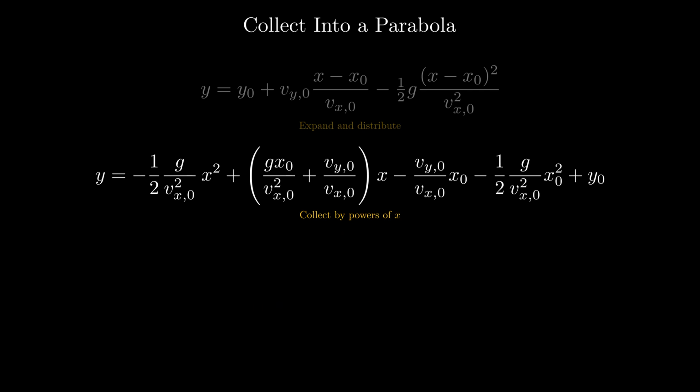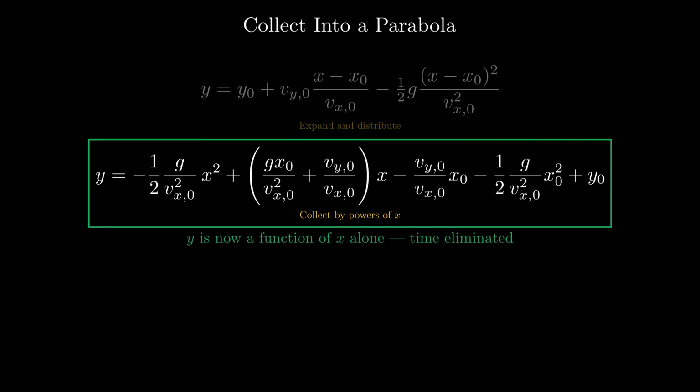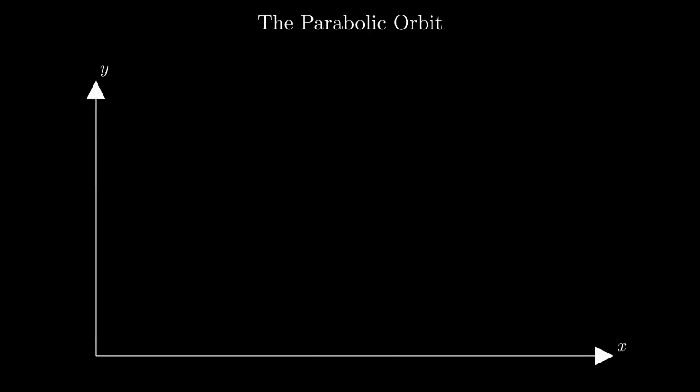The x term carries the coefficient g x naught over Vx naught squared plus Vy naught over Vx naught. And the constant pieces, the terms with no x, set where the curve sits. Time is gone. We have y purely as a function of x. Let's picture what this equation describes. The curve passes through the starting point, x naught and y naught.